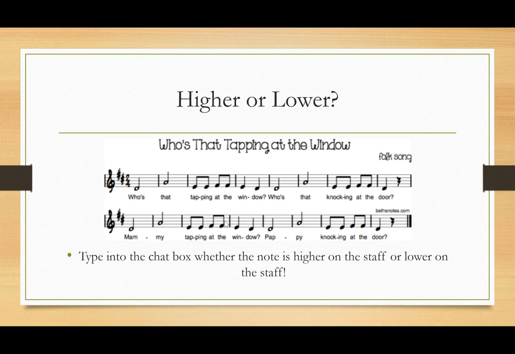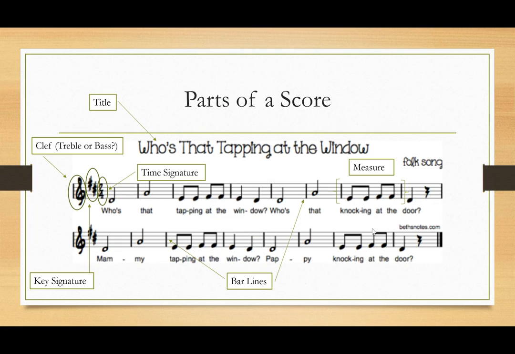How about, let's find something else. How about this one? We've got this note right here to this note right here. Is the second note higher or lower? If you said lower, you are correct. We're going from the first space to below the staff.